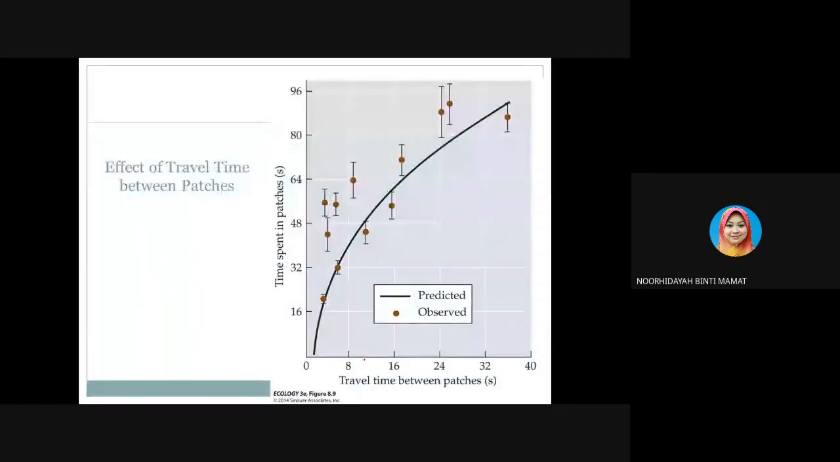So this is the experiment that had been done. As you can see from here, this is the prediction: the longer the travel time, the longer the animal will spend in the patch. The brown dots here show that the results matched the theorem. It means the great tits spent more time in the patch when they spent more time traveling between patches.